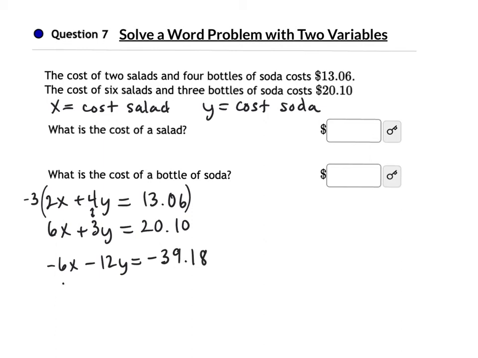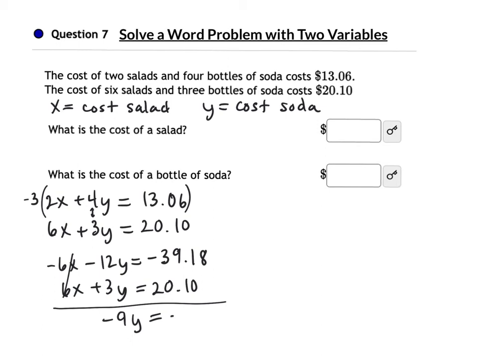I'll rewrite the other equation underneath. It does not matter which one's on top. You're going to add them. So you could add in any order, but I just kept them the same. I'm going to add everywhere. That's gone. I get negative 9y equals, I'm going to put that in the calculator.